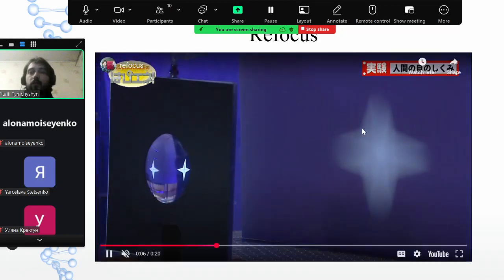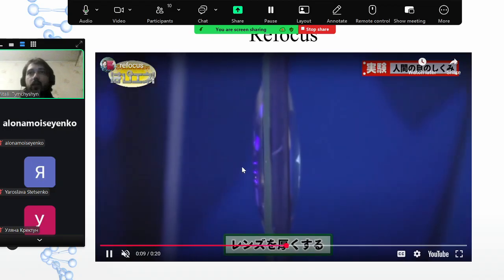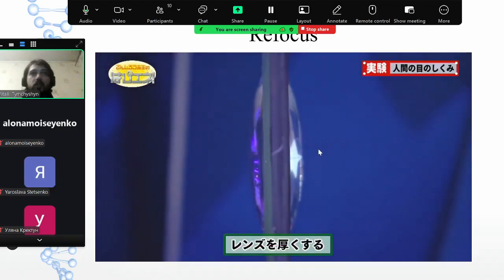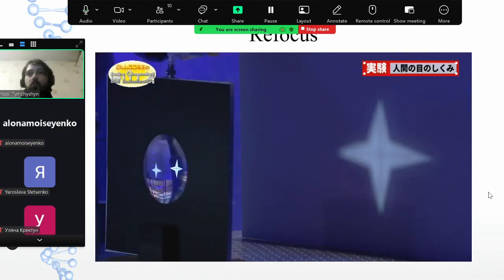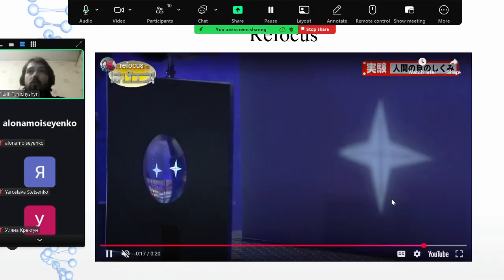So here you see an image of the object, pretty blurry, but now he will try to change the shape of the lens, and here you see how that blurriness, well, practically goes away.